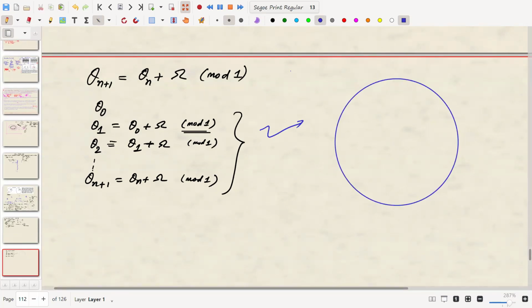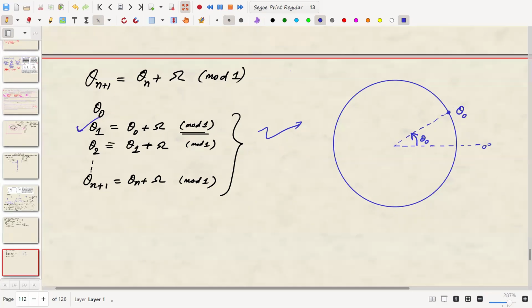In terms of the circle, this is the base angle, that is 0 degrees, and this is the initial point. Theta naught is the initial point, making theta naught degrees. Now I'm asking you, what should be the next iteration? The next iteration should be theta 1, that is theta naught plus omega. So what you are doing is adding omega to the theta naught angle. So it should shift, right?